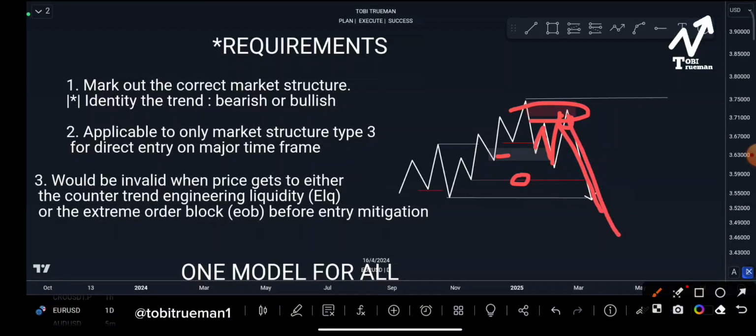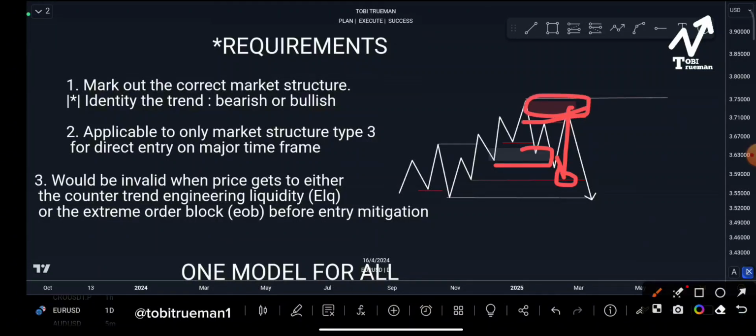But if price, just after filling this decision order block, comes down and then touches on this engineering liquidity before it now goes up to meet this main order block, then you do not expect price to sell. No, there are sometimes it might work that way, but the majority of the time it doesn't work that way. You have to follow accordingly so that you have a clearer understanding.